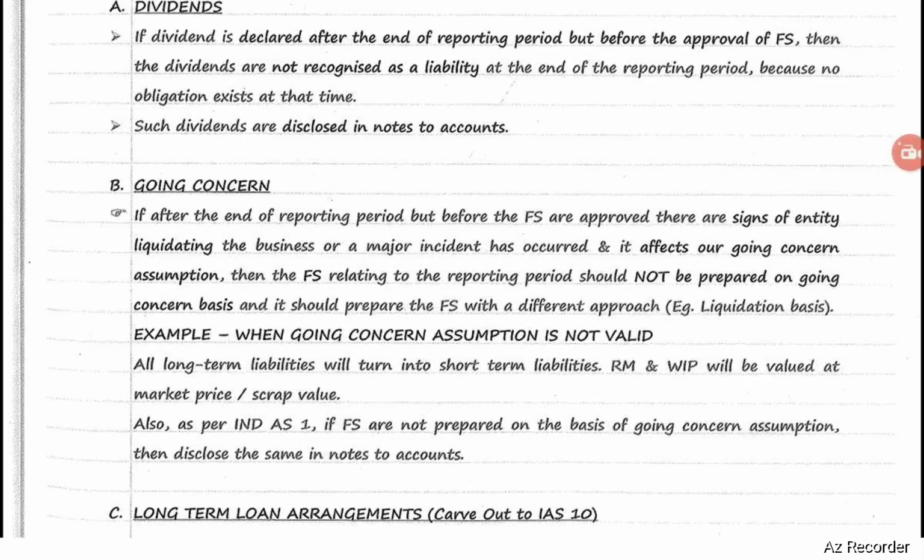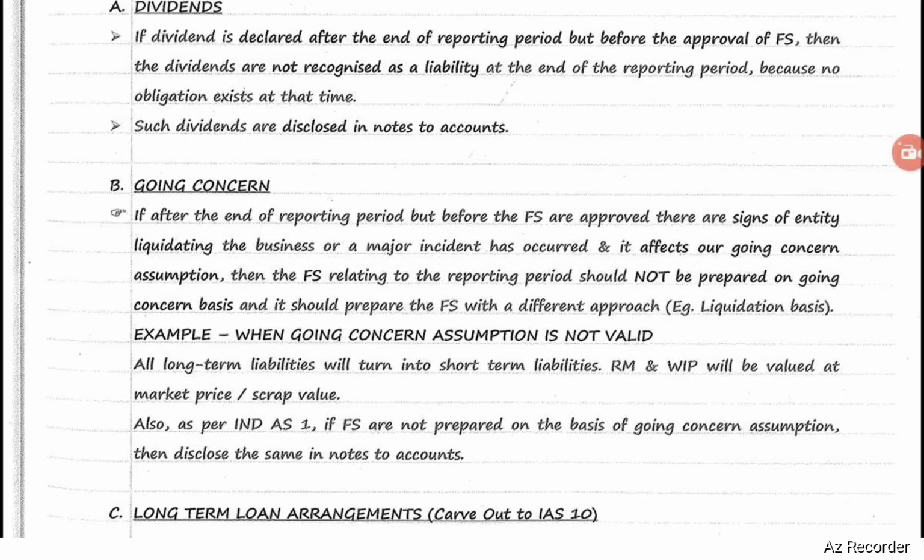Also, as per Ind AS 1, if financial statements are not prepared on the basis of going concern assumption, then disclose the same in the notes to accounts. So the crux regarding going concern is, if going concern is affected after balance sheet date but before financial statements approval, it is an adjusting event. Financial statements need to be prepared on liquidation or realization basis.